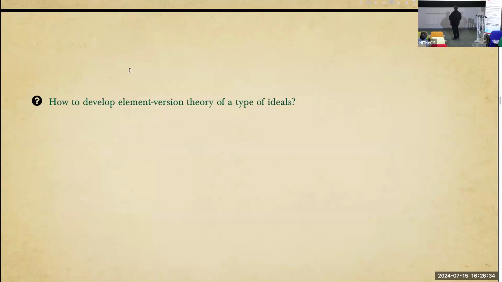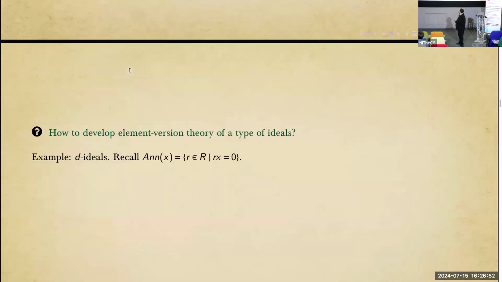Now, once we have seen how to work with a class of ideals, let's see how to work with a class of elements. Very natural. Now we are in a better situation because we already know how the ideals behave in a ring. So now we wanted to see how much these things can be extended or studied from a lattice point of view. So let's take an example: something called d-ideals. Let us recall what an annihilator is. The annihilator of an element is the set of elements of the ring which kill that element.